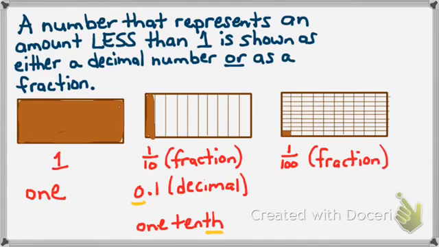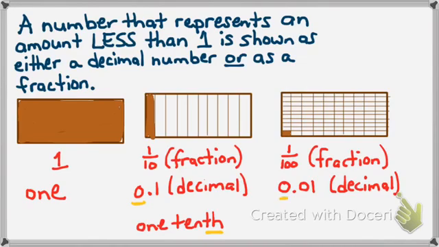How would that look as a decimal? It would be 0.01. Notice that looks different than the one to the left of it, which is 0.1. This is 0.01. That's the decimal. And the word, or how you would read it, is one hundredth. Let's focus in on these zeros, though.